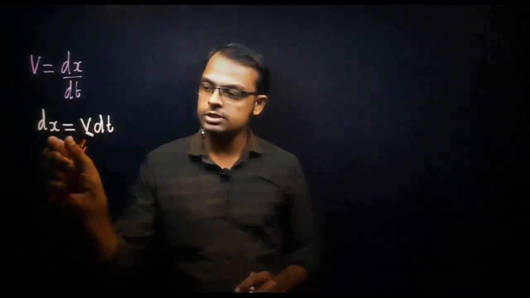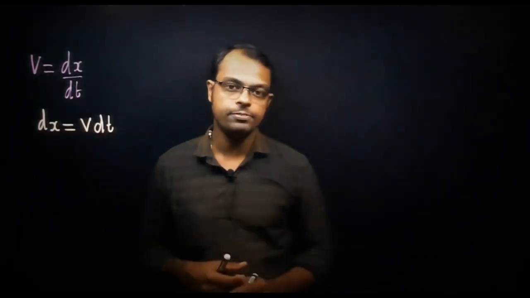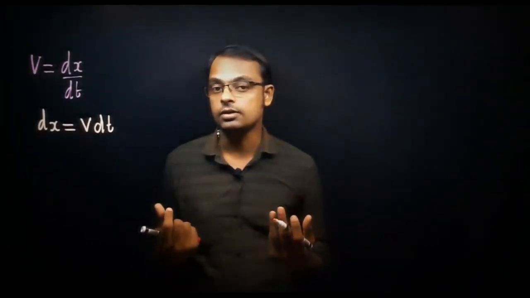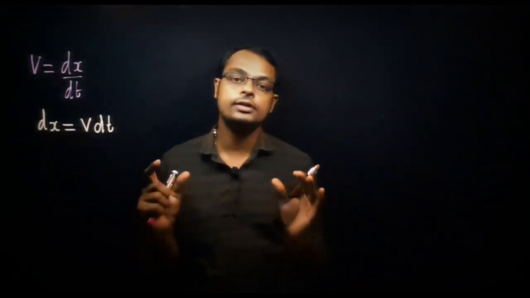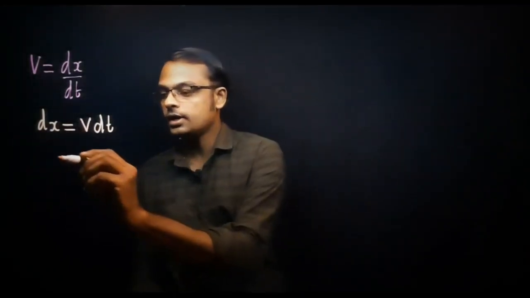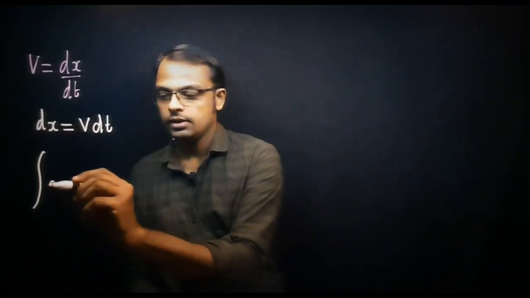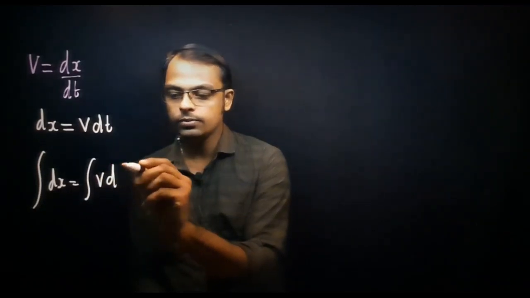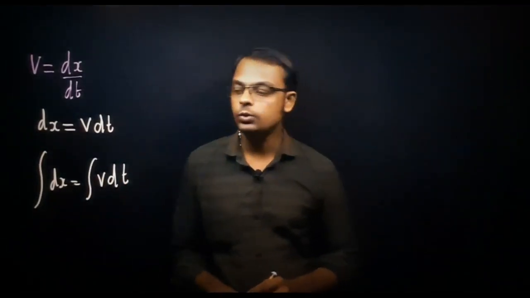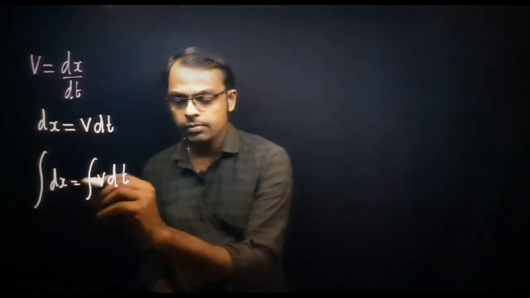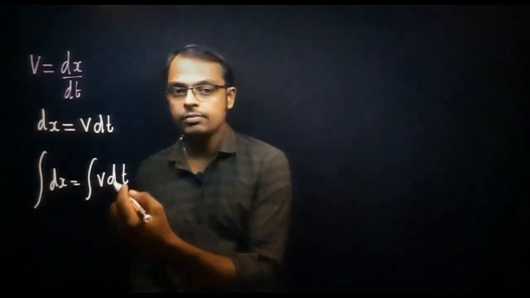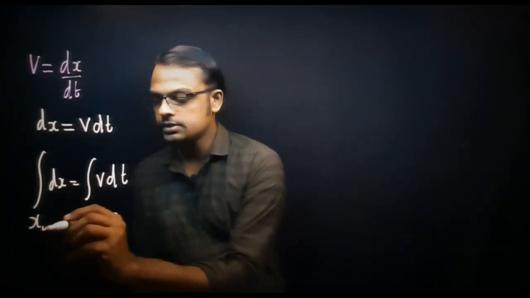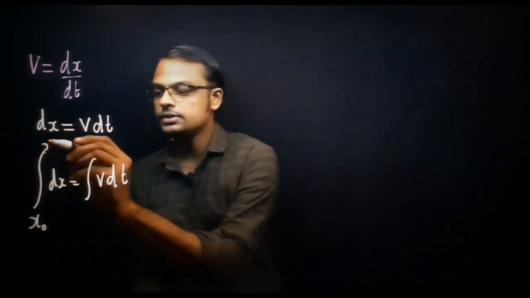That means small change in displacement is equal to velocity into small change in time. But we have to calculate the entire displacement. So what do we have to do here? Summation. But we are not using summation, we are using the term called integration. So to do the integration, integral dx is equal to integral v into dt. x is a variable, here time is a variable. x is varying from one value to another value. So write it as initial value is x0, final value is x.